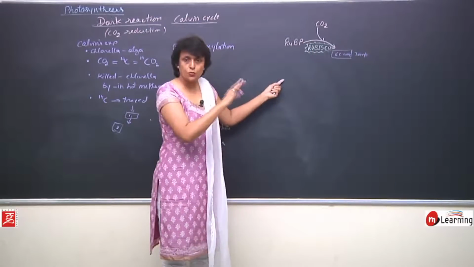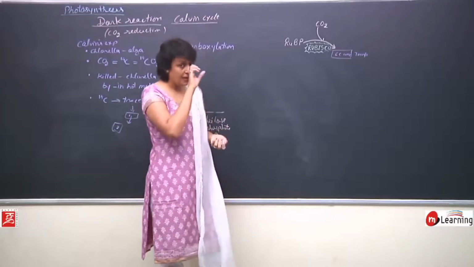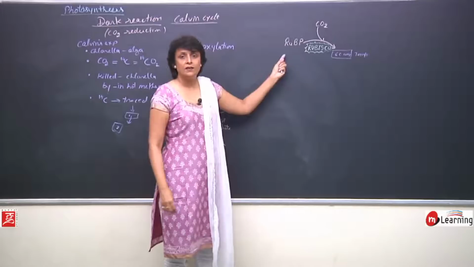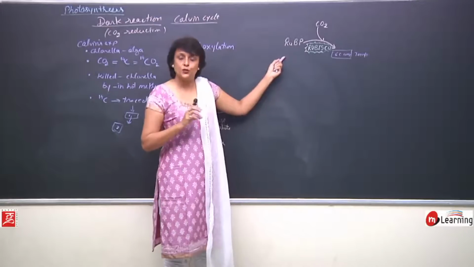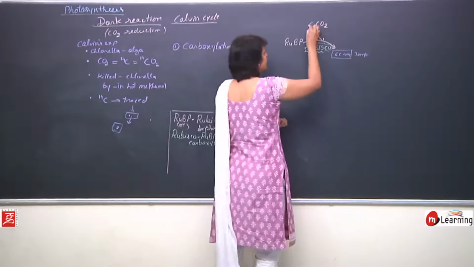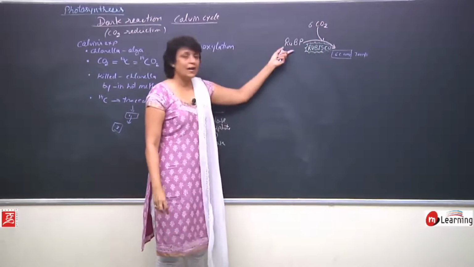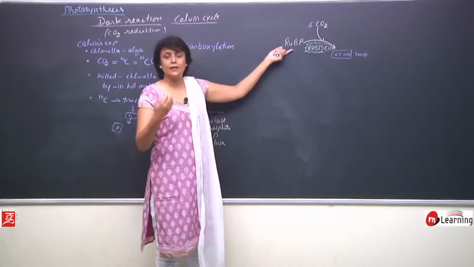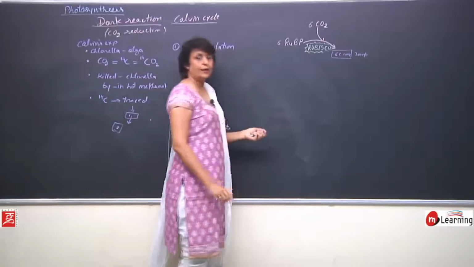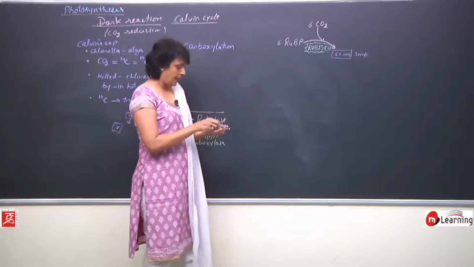So it is just one thing which is there, but the first stable compound is a 3 carbon compound. Now to understand this cycle, we will take a fixed number of carbon dioxides. We will start with 6 carbon dioxides. So how many RuBPs are required to take those 6? 6 RuBPs are required. 1 RuBP will accept 1 carbon dioxide.